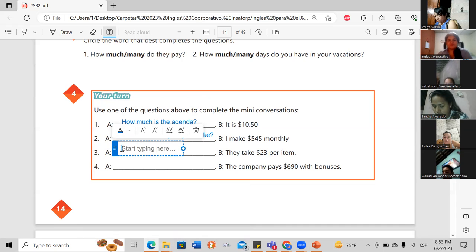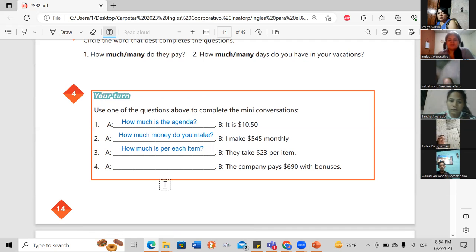How much? Is per each item. ¿Cuánto es por cada item? Un item puede ser cualquier objeto, ¿ok? Item puede ser cualquier objeto que ustedes compren en una tienda. How much is per each item? They take 23 per item.